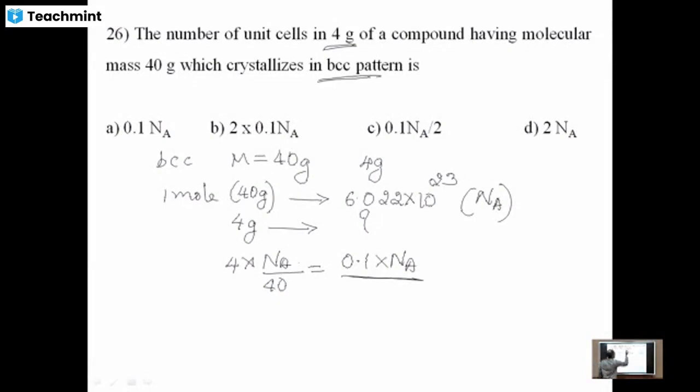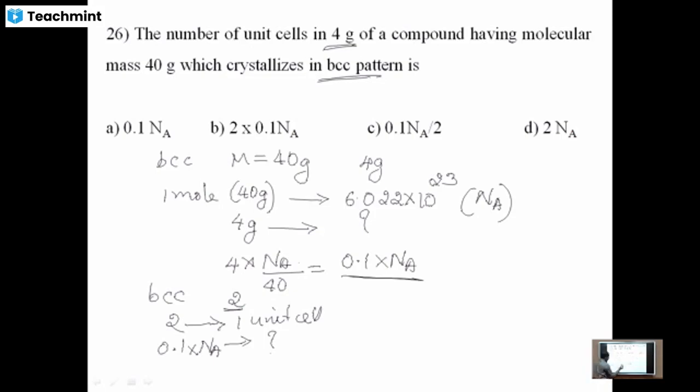Remember, it is a BCC crystal. BCC unit cell has two particles. One unit cell has two particles. Or if you rearrange, two particles together form one BCC unit cell, right? We have how many particles? 0.1 into Na, Avogadro number. These many particles we have, they together form how many unit cells?